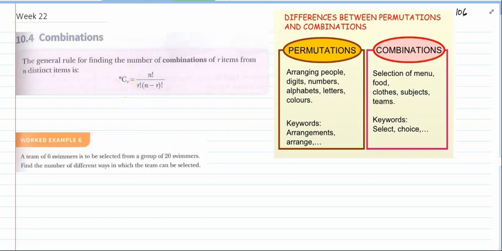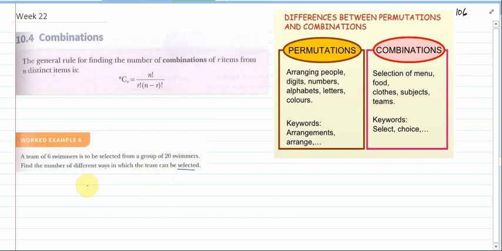Now, how to apply the working formula or attempt any question? Let's take an example. A team of 6 swimmers is to be selected from a group of 20 swimmers. Any 6 swimmers can be selected from the 20. Find the number of different ways in which the team can be selected. There is no criteria that the swimmer must be fast or slow, or can hold his breath for the maximum time. We need to select any 6 from the 20.